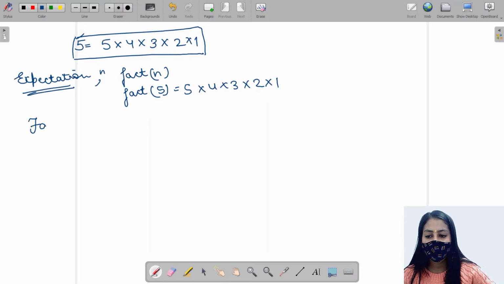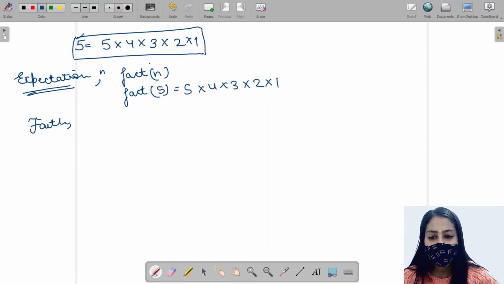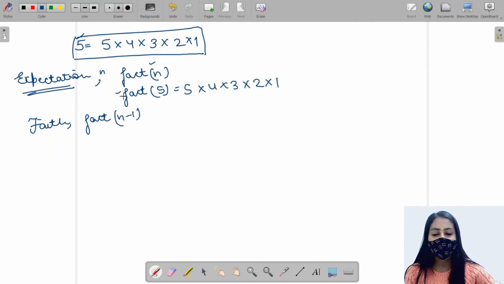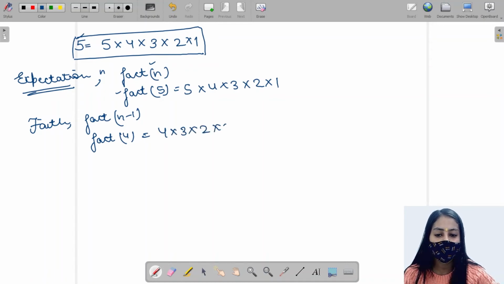Now let's figure out the faith. Our faith is that if the function is giving us the factorial of n, then the function will give us the factorial of n minus 1, right? So in this case the function is giving us the factorial of 5. Now this function will also give us the factorial of 4. Now factorial of 4 is what? 4 into 3 into 2 into 1, right?